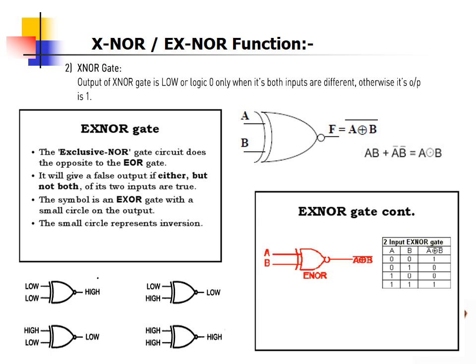The output of the XNOR gate is low, logic 0, only when both the inputs are different; otherwise its output is 1. So XNOR is the exclusive NOR gate. The circuit is the opposite of the XOR gate. It gives a false output if either, but not both, of its two inputs are true. Symbolically it is the XOR gate with a small circle on the output. The small circle represents inversion. The logical convention and truth table of the XNOR gate are shown in the figure. So this is all about XNOR.